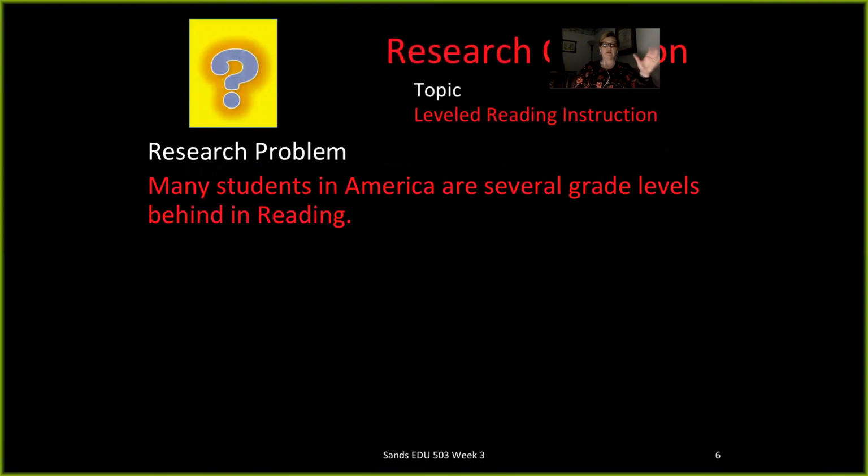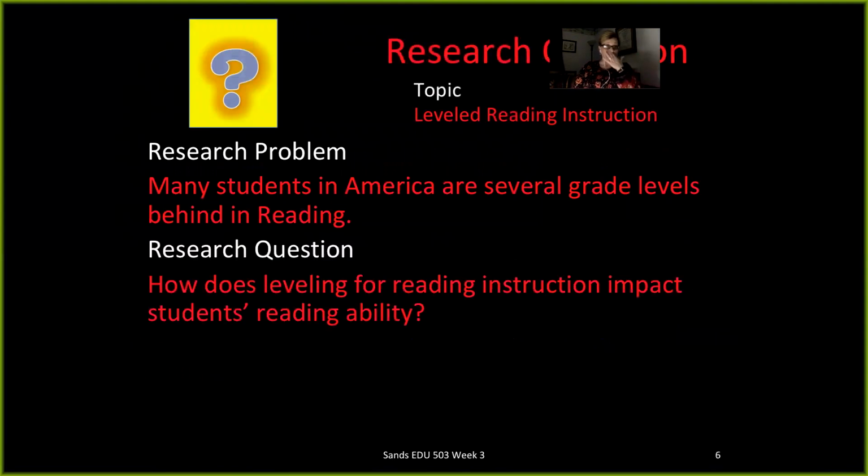So for example, the research problem is where you have done your literature review and you have arrived at a gap in the studies, a gap in the literature, a question that has not been answered.